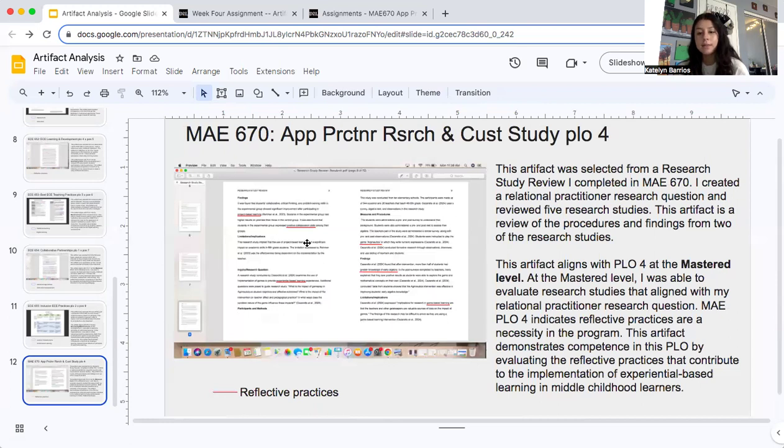So I was able to evaluate some research studies that aligned with my relational practitioner research question. And MAE PLO 4 indicates reflective practices as a necessity in the program. So I demonstrate competence in this PLO by evaluating the reflective practices that contribute to the implementation of experiential-based learning in middle childhood learners.